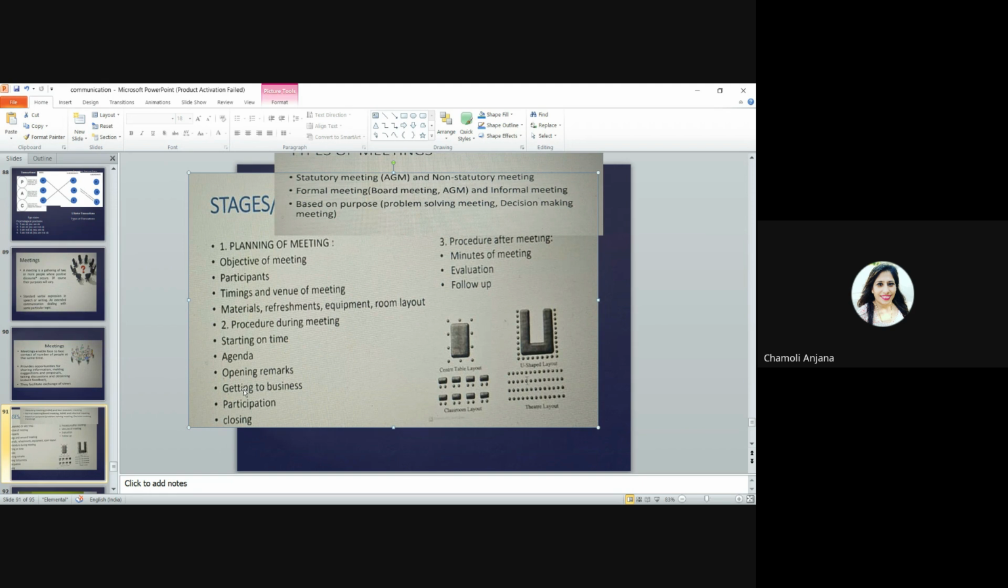So the person who is convening the meeting will give all the information he has, and then he will invite participation from the participants, where the participants will also provide whatever information they are ready with, and they will give all the inputs. They will also contribute to the meeting, and a proper discussion will take place.